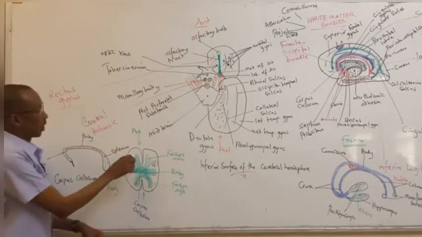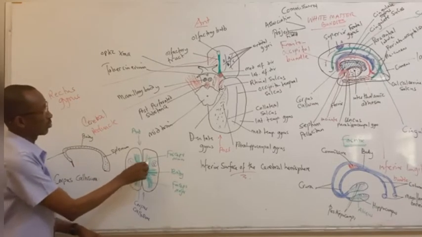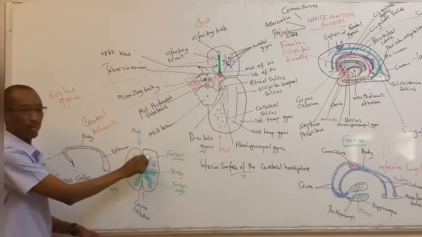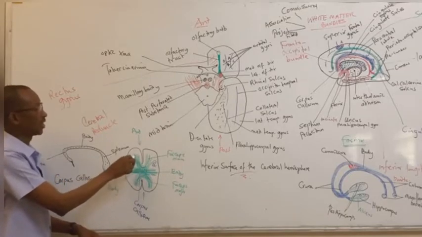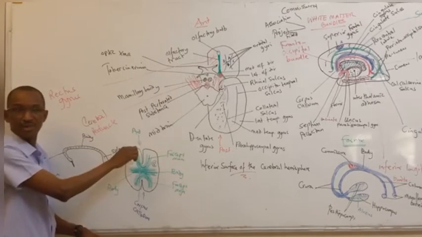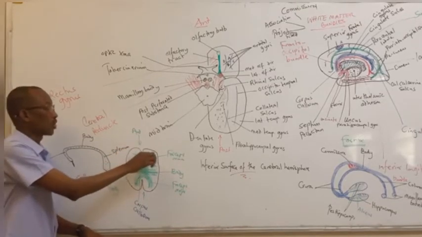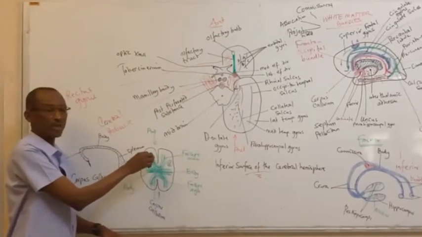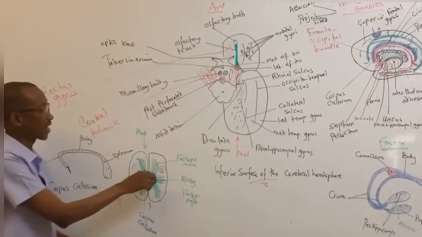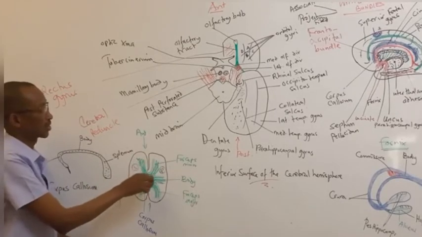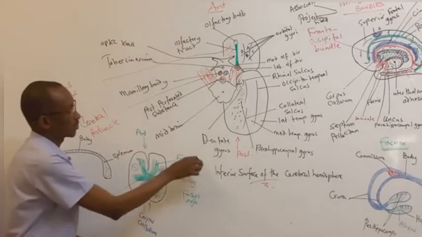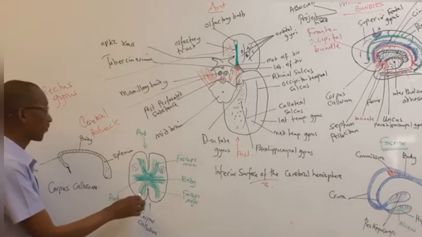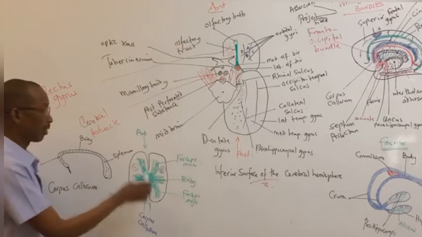So we have some fibers connecting the right cerebral hemisphere, frontal lobe, and connecting the identical area of the frontal lobe of the left side. Are you clear? So frontal lobe here of the right side, frontal lobe here of the left side. So these fibers, as they arc like this, are called forceps minor. Are you clear? And there are also some fibers at the back.